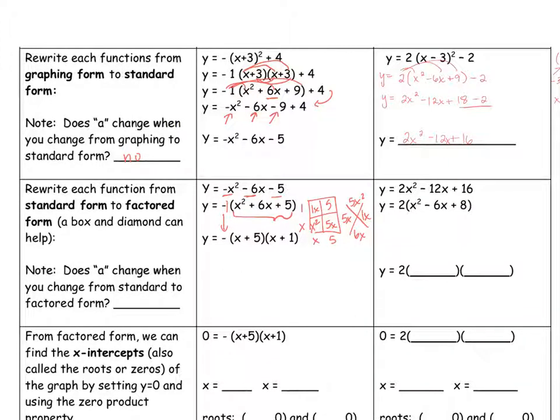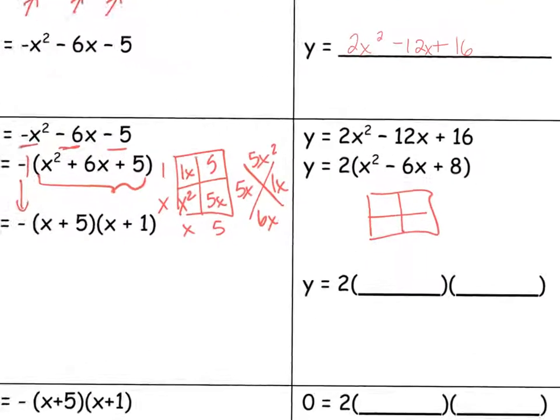So when we look at the second equation here, each of these are divisible by 2, so we factor out a 2. We always want to look for that greatest common factor when we're going to factored form. So then we just need to factor this x squared minus 6x plus 8. Again, box and diamond if you need it. Not everybody does. Zoom in a little bit there.